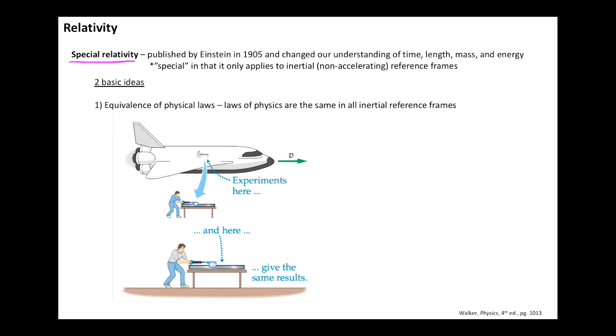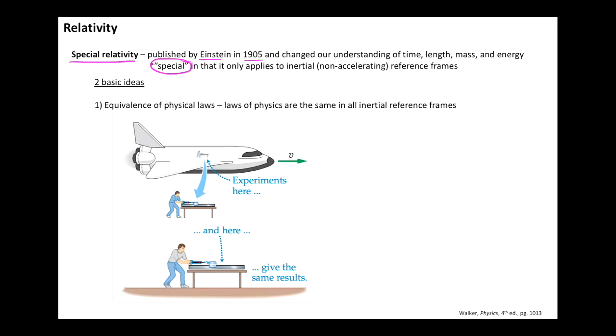What is special relativity? Special relativity was published by Einstein, 1905, and it completely changed our understanding of those things. Time, changing our understanding of time, that's a big deal. Length, a really basic thing, like how big is something, making measurements of something. And then more complicated things like mass and energy. It completely upended everything about those. What is meant by special?